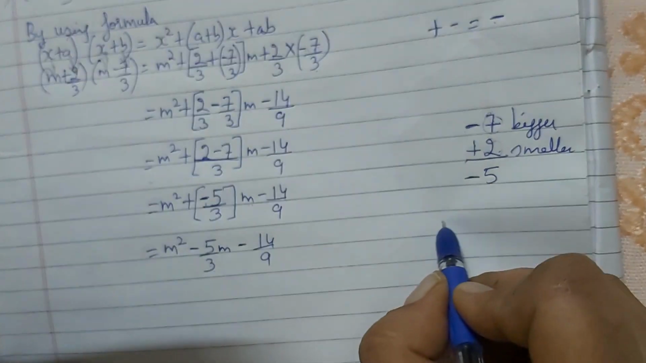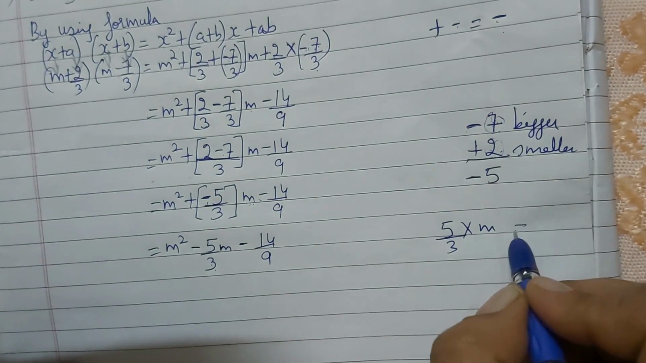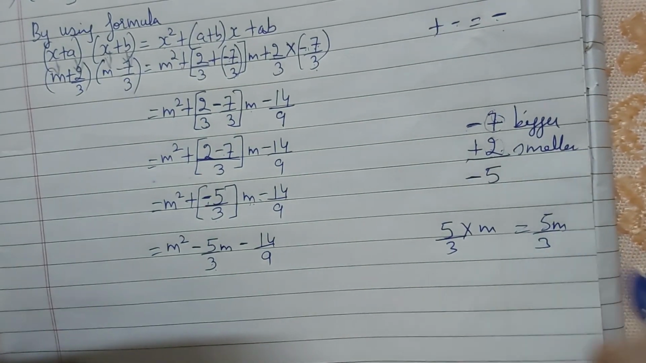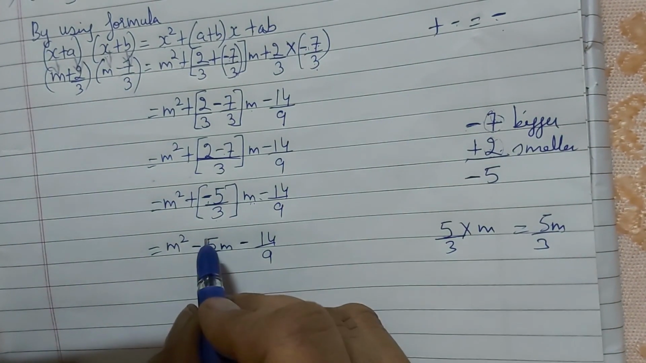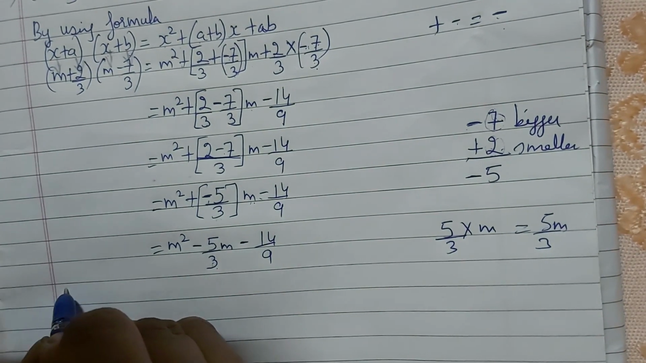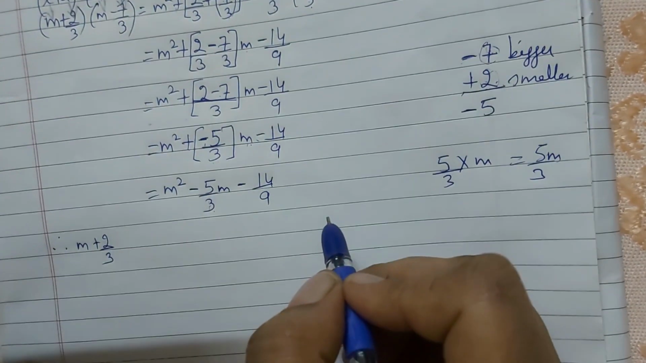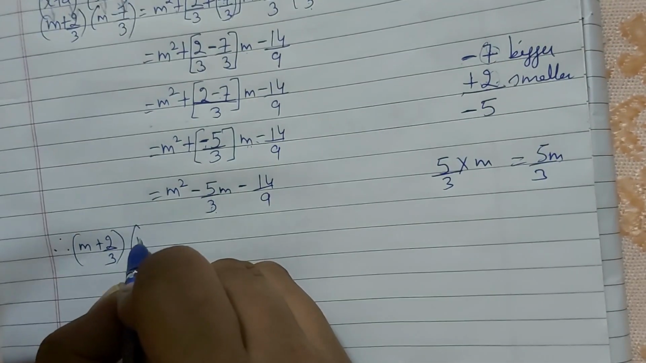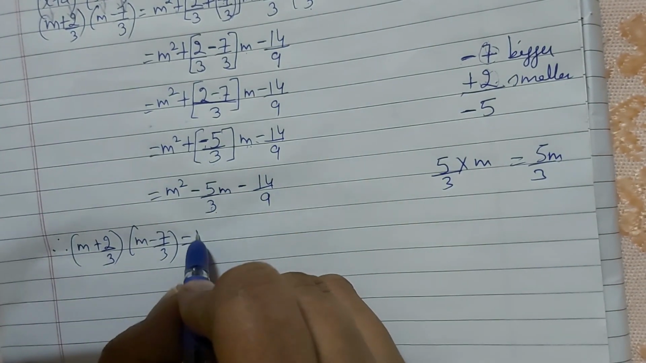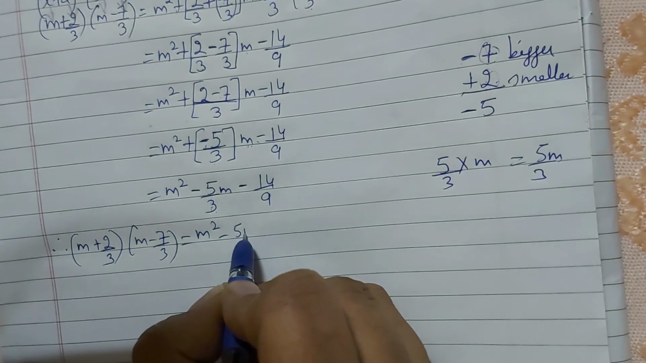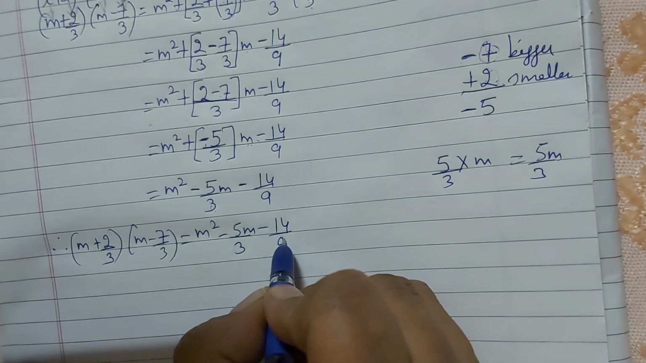Now 5 upon 3, what I said? 5 upon 3 multiply by m. 5 upon 3 multiply by m is equal to 5m upon 3. So this we have to put. Okay. Now this is the final answer. Therefore m plus 2 upon 3 in the bracket, m minus 7 upon 3 in the bracket is equal to, we'll write this final answer, m square minus 5m upon 3 minus 14 upon 9.